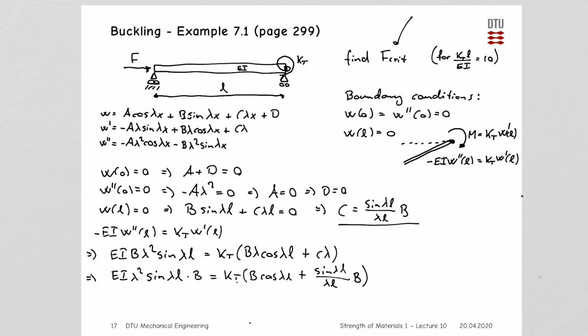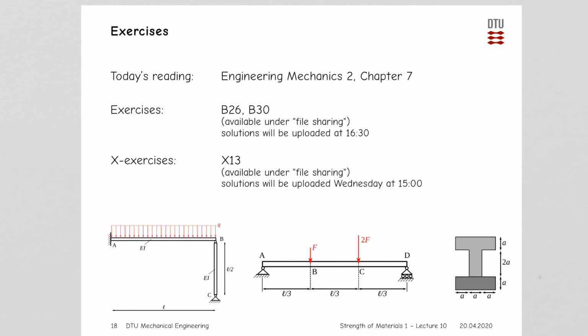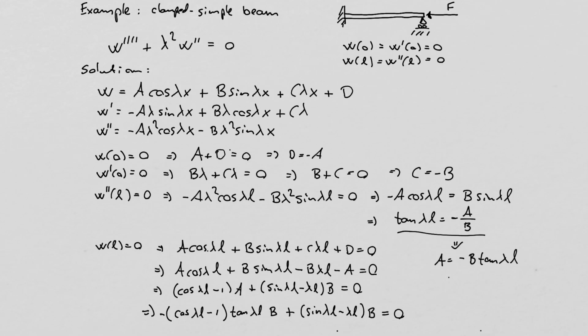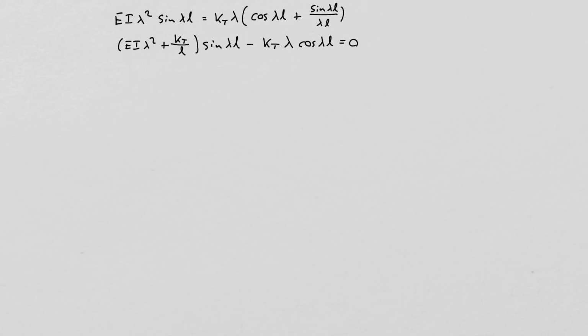So now we can see that we have arrived at the equation where we only have the factor B as the unknown coefficient. Again, B equals 0 is a solution, but that's not the one we're interested in. We're interested in the solution where B is not equal to 0. We cancel out B from the equation, and then we arrive at the top equation. And this we simply have to solve for our unknown eigenvalue.